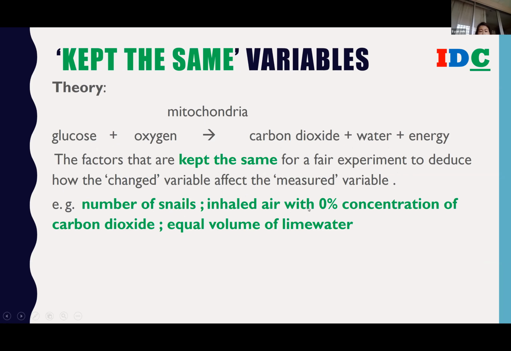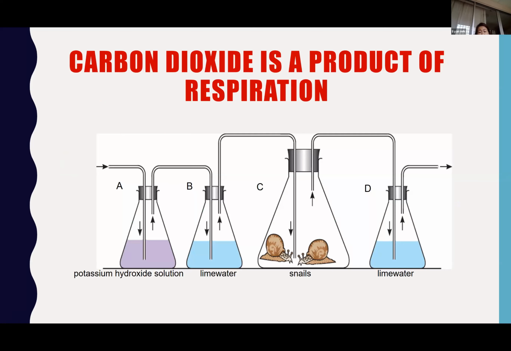The inhaled air, the air that is sent to the snails, must have 0% concentration of carbon dioxide. To be fair, you cannot supply the snail with some carbon dioxide already. Then it won't be fair anymore, because we want to check whether all the carbon dioxide is actually from the snail. The snail breathes out carbon dioxide. So we want to make sure that the inhaled air being sent to the snail contains 0% carbon dioxide. How do I make sure of that? Can you see this potassium hydroxide?